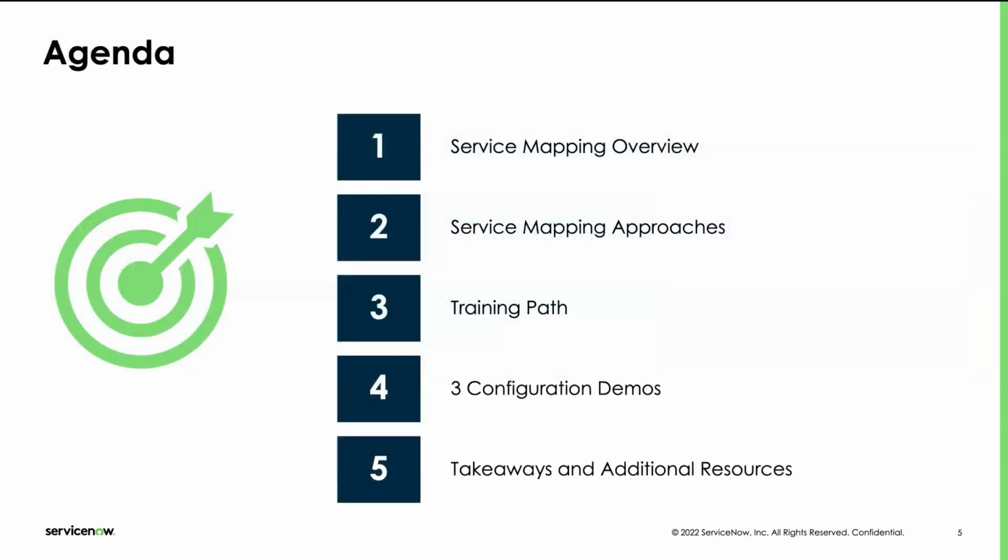So here is just a quick agenda that we have. For number 1, we're just going to be looking at an overview of our service mapping. Again, how we can provide that value to organizations that utilize it. Those 3 service mapping approaches that we'll be talking about, namely our top-down, machine learning, and tag-based service mapping approaches. I want to provide you with number 3, just some resources for training paths if you want to dive into more of the fundamentals of service mapping. We'll go into the 3 configuration demos for each approach as well. And lastly, we'll end off with the takeaways and any questions that you may have at the end, as well as some additional resources that I can provide for you.